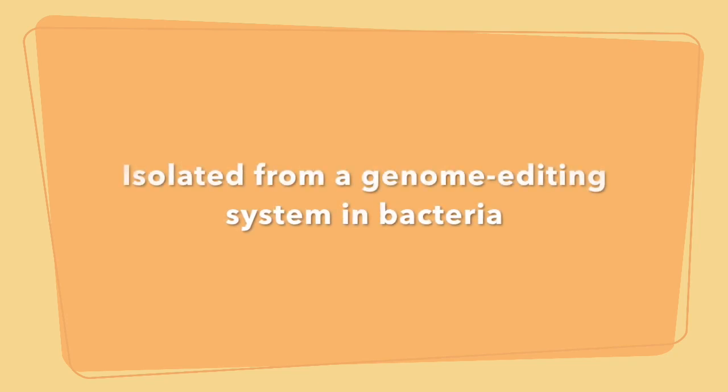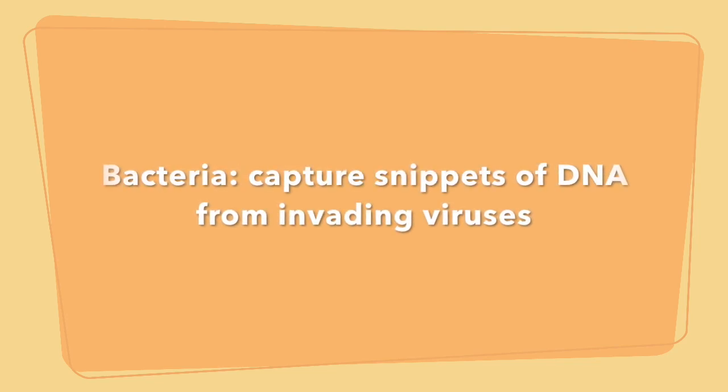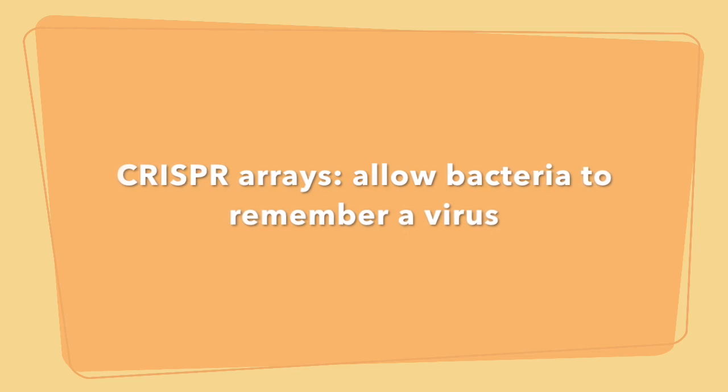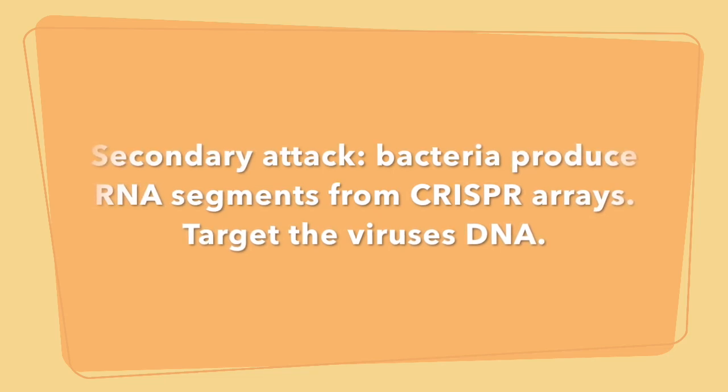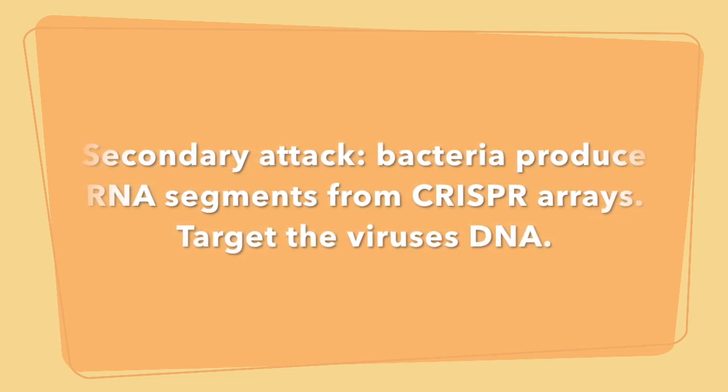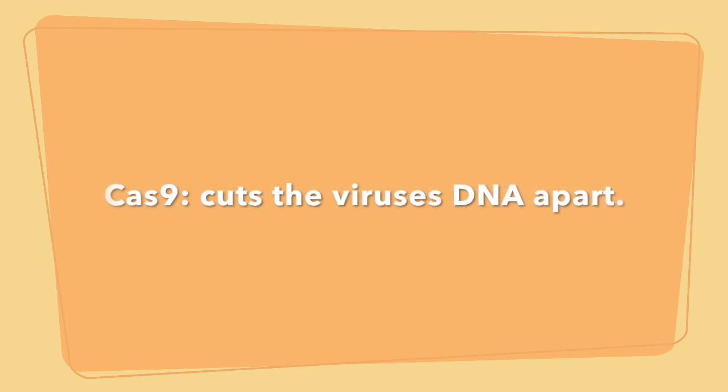CRISPR-Cas9 was adapted from a naturally occurring genome editing system in bacteria. The bacteria capture snippets of DNA from invading viruses and use them to create DNA segments known as CRISPR arrays. The CRISPR arrays allow the bacteria to remember the viruses. If the viruses attack again, a secondary infection for example, the bacteria produce RNA segments from the CRISPR arrays to target the virus's DNA. The bacteria then use Cas9 or a similar enzyme to cut the DNA apart, which pretty much renders the virus ineffective.